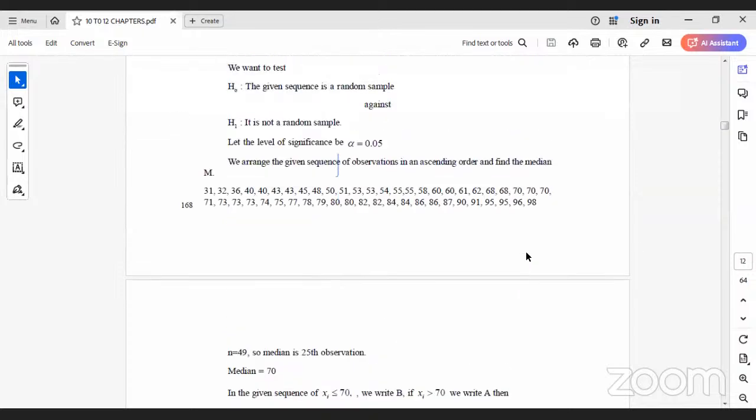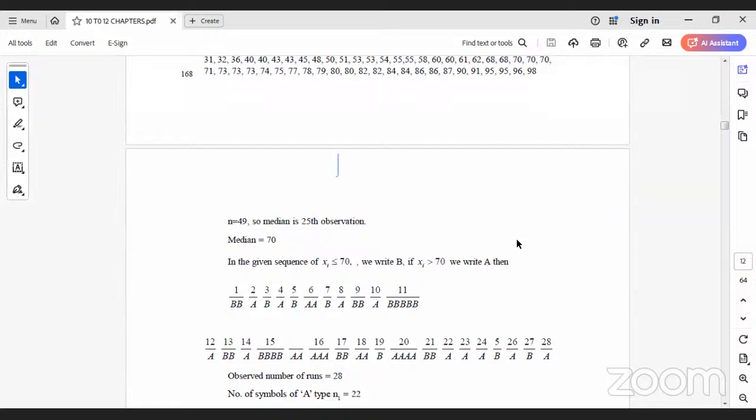So the median is the 25th observation. Counting: 3, 4, 5, 6, 7, 8, 9, 10, 11, 12, 13, 14. So 70 is the median of the observations. Xi less than 70, Xi greater than 70, right?